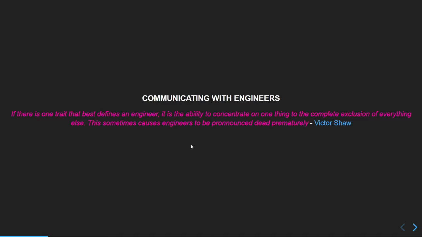So we're not engineers, but we will always be communicating with engineers, and engineers will even say that they're not very good to communicate with. If there is one trait that best defines an engineer, it's the ability to concentrate on one thing to the complete exclusion of everything else. This sometimes causes engineers to be pronounced dead prematurely. What that really means is, if I'm working with a structural engineer, the only thing that they're really focusing on is the structure. And the only thing they care about is the structure.